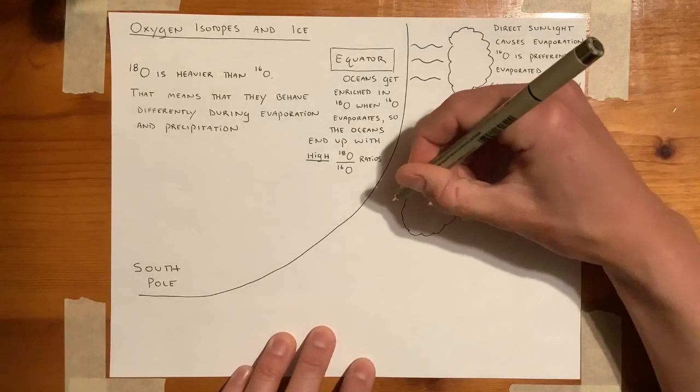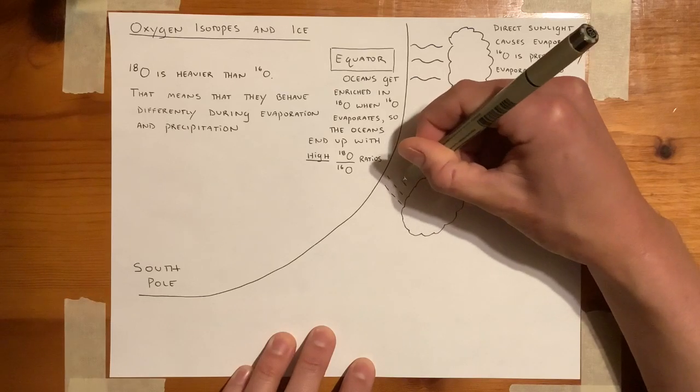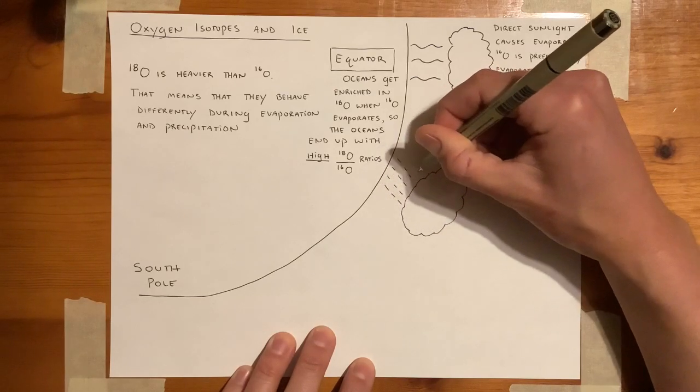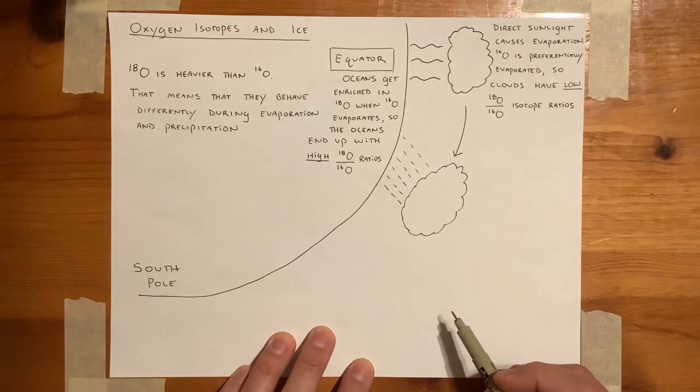And on the way, those clouds are going to rain. Eventually, they will drop some of their water and rain back down onto the surface of the Earth.